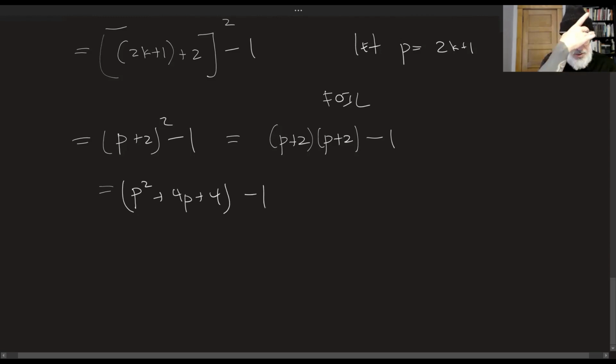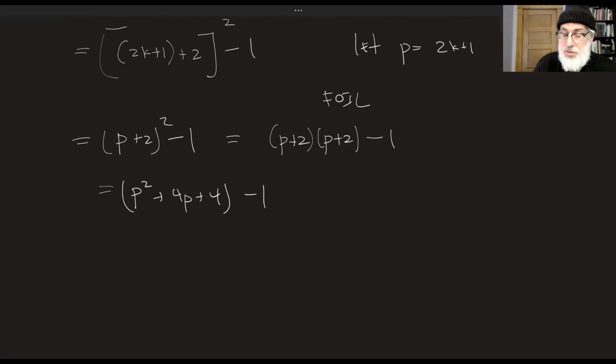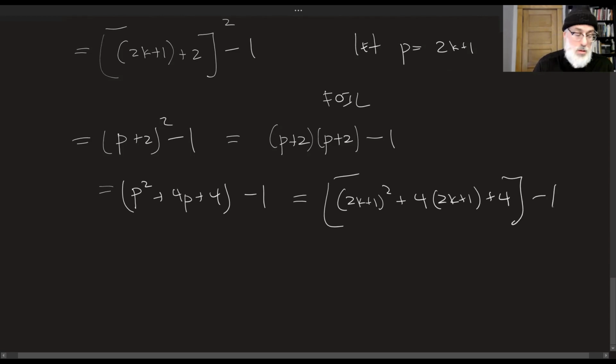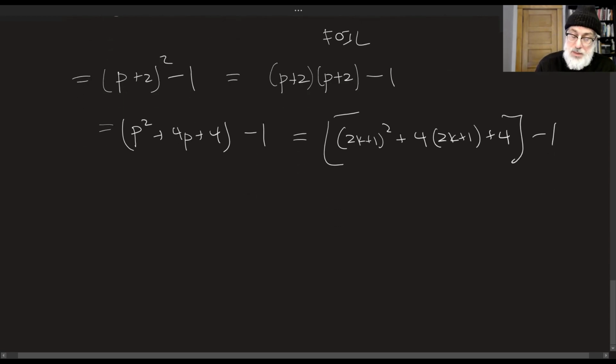All right, so let's remember what p is here. P we said was 2k plus 1. So now I'm just going to replace it in there again. 2k plus 1 squared plus 4 times 2k plus 1. I want that to be a little bit clearer. Plus 4, and minus 1. Now, I probably didn't need to do that bracket, but let's just write this out.